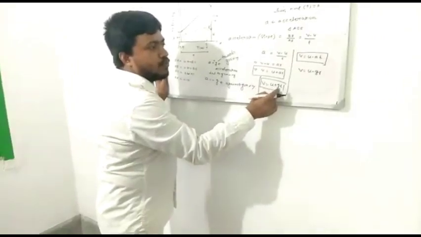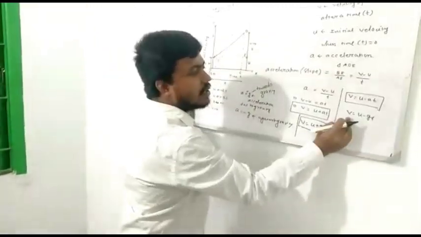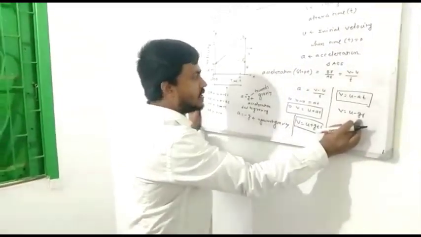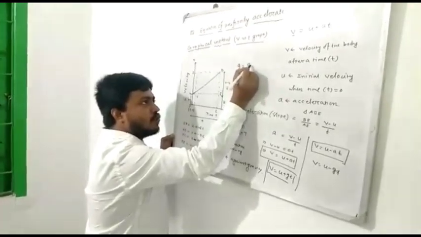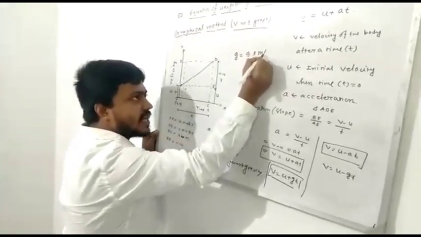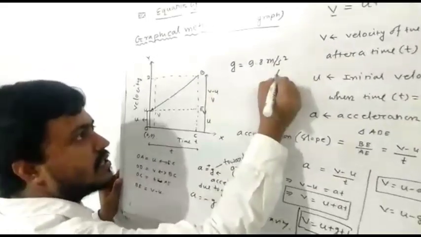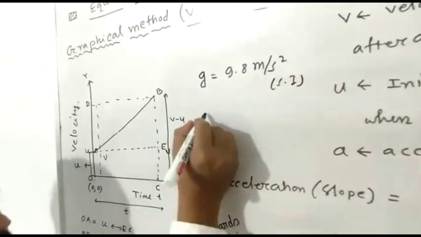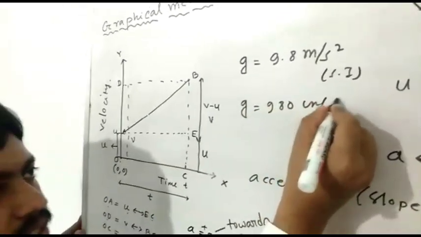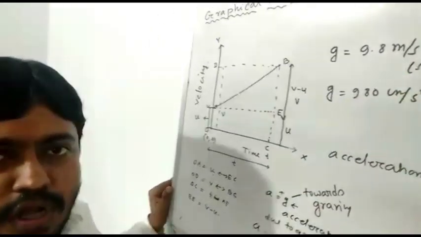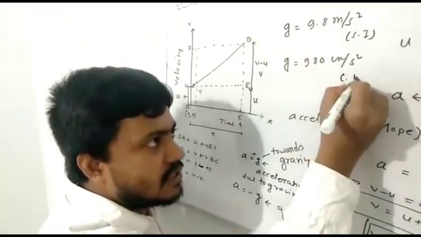So V equals U plus gt for motion towards gravity. If the motion occurs against gravity, V equals U minus gt. The experimental value of small g in the SI system is 9.8 meter per second square, and g equals 980 centimeter per second square in the CGS system.